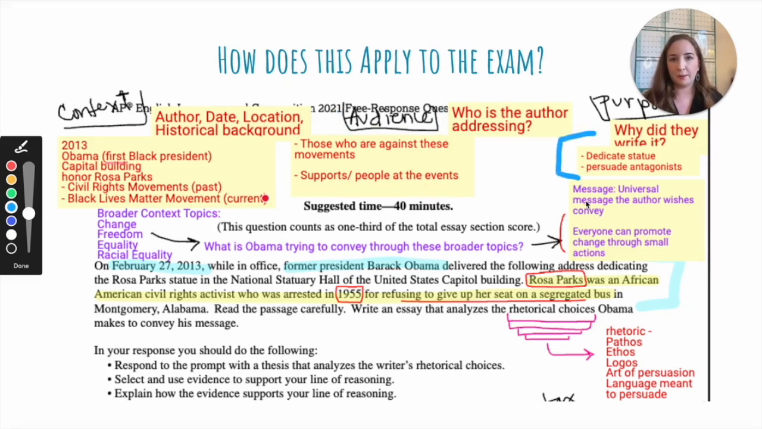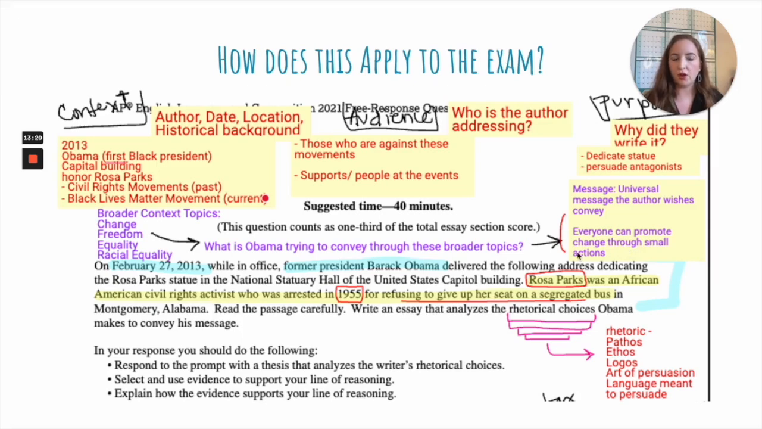Why did Obama write it? And sometimes we'll have multiple purposes, right? He wanted to dedicate the statue, and he might have wanted to persuade antagonists to support him and support what he's doing, at least in honoring Rosa Parks. Then we also have the message. What is that message that the author wishes to convey to the audience? One of Obama's messages here is that everyone can promote change through small actions.